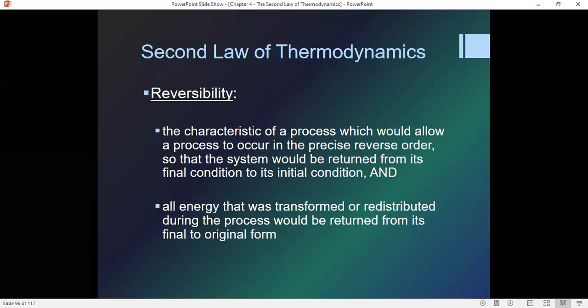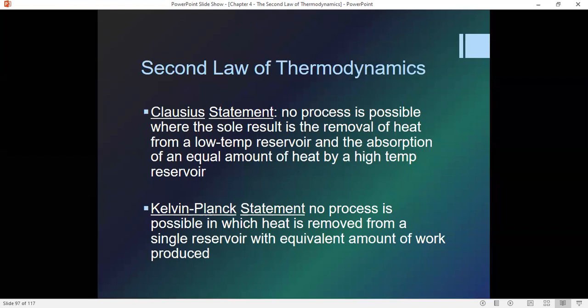So again, second law of thermodynamics, reversibility: the characteristic of a process which would allow the process to occur in the precise reverse order. As long as the process is completely reversible, there's no increase in entropy. However, when it's irreversible, entropy will increase. There's no process that's possible where the sole result is the removal of heat from a low temperature reservoir and the absorption of an equal amount of heat in the high temperature reservoir. Why? Because delta S in that case would be less than 0.